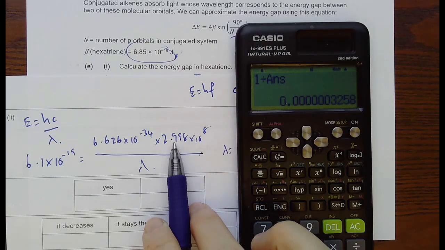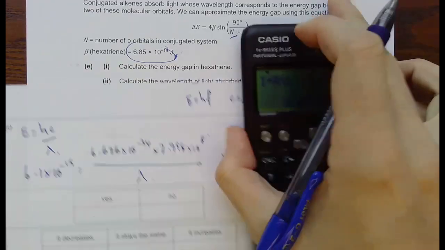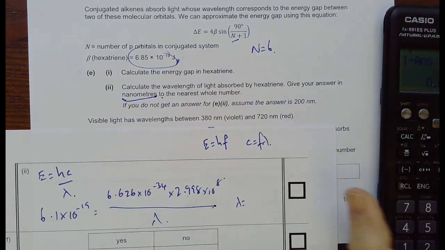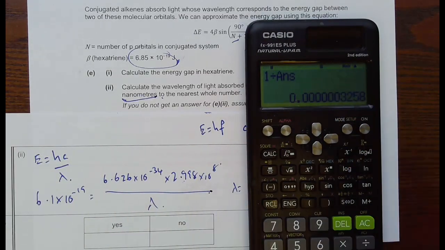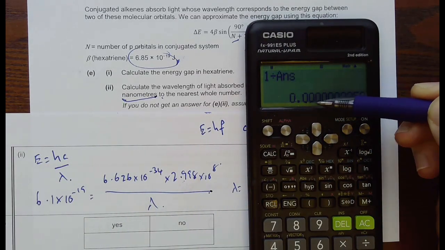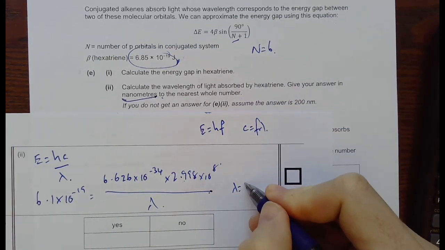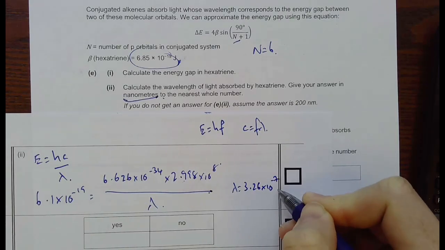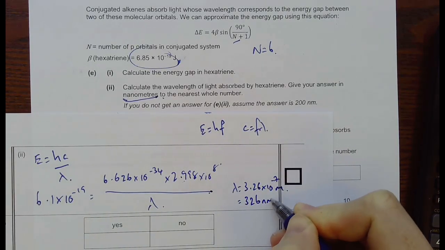The speed of light here is given in meters per second, so my answer has come out in meters. The question does specify to give your answer in nanometers. You will not get the mark if you don't put it into nanometers. So I can see here, this is 1, 2, 3, 4, 5, 6, 7. So let me write that out. All right, 3.26 times 10 to the power of minus 7 meters, which I know is going to be 326 nanometers.